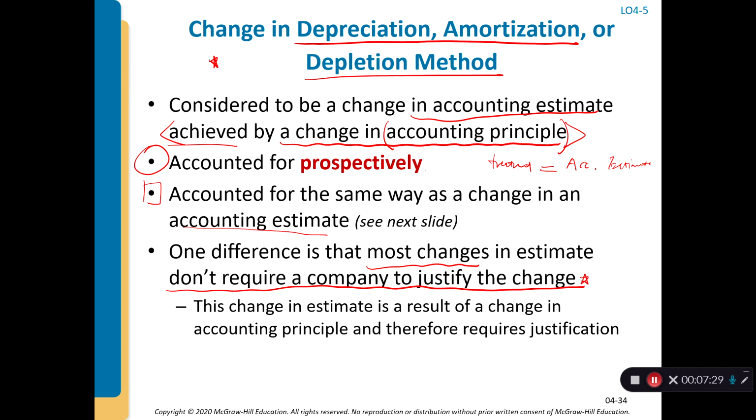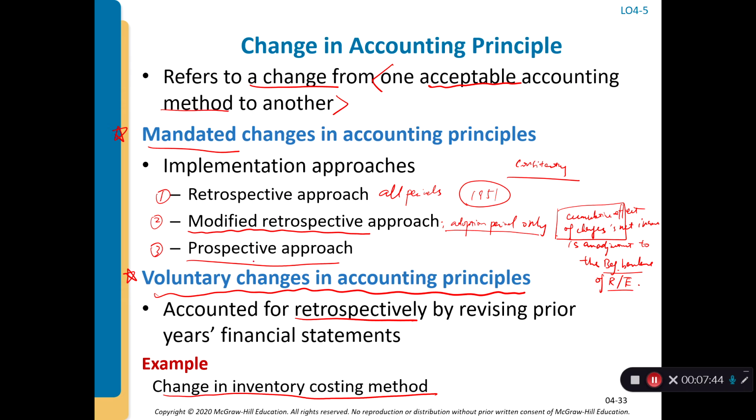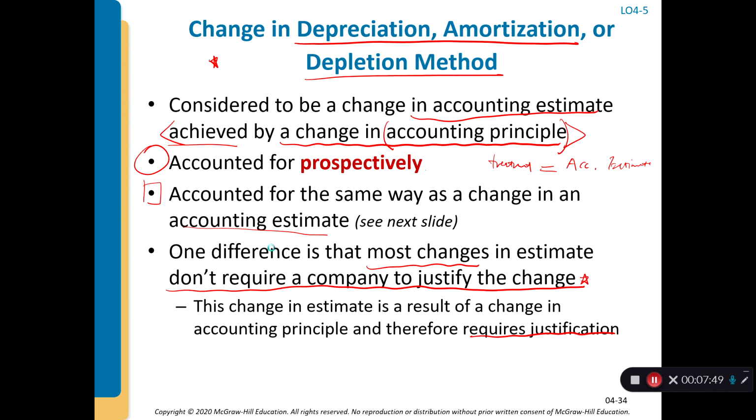Changing an accounting estimate means prospectively, but you still need to justify. So in a nutshell, if you want to change the accounting principle, then you need to justify your reason, and also you have to adopt either retrospective or modified retrospective. The only special thing about depreciation is that you are treating it as an accounting estimate change. However, it is one kind of accounting principle change.